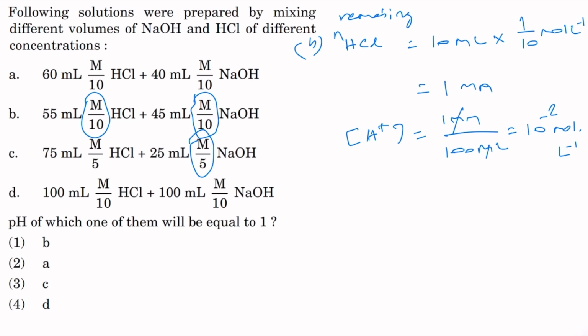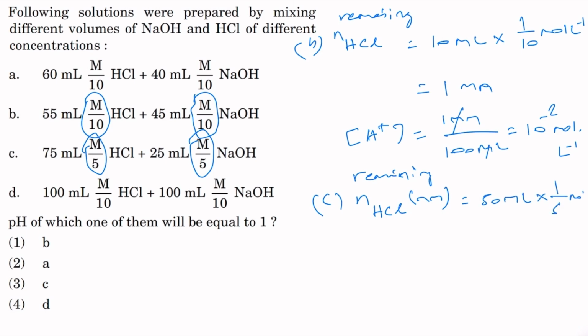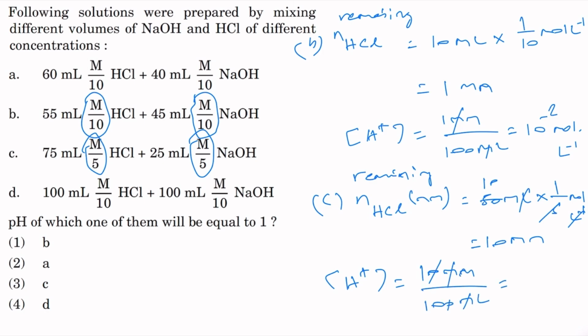Here M by 5, here also M by 5. 25 ml of NaOH will neutralize 25 ml of HCl. What would remain? 50 ml. Therefore for option C, the number of millimoles of HCl remaining is equal to 50 milliliter times 1 by 5 mole per liter. Therefore this will be 10 millimoles. That means the H plus concentration here is 10 millimoles divided by 100 milliliter. Therefore here we will have 10 to the power minus 1 mole per liter.